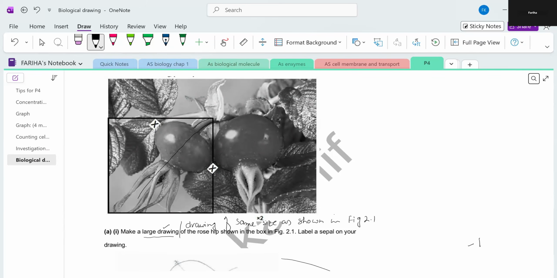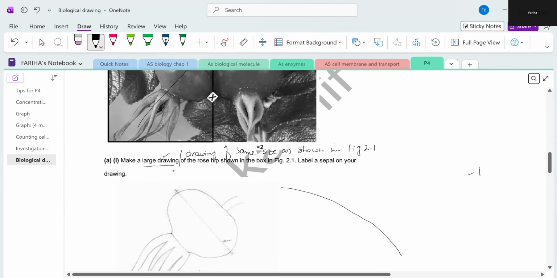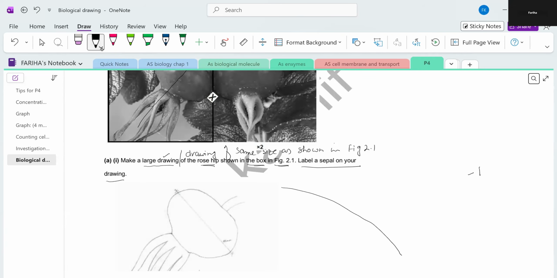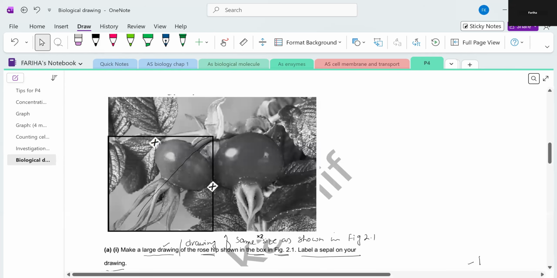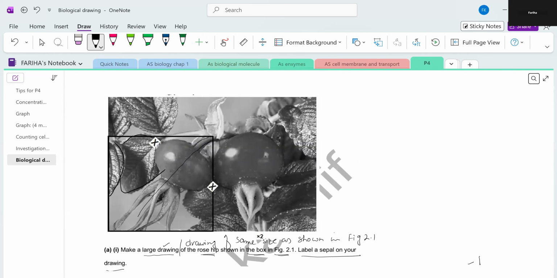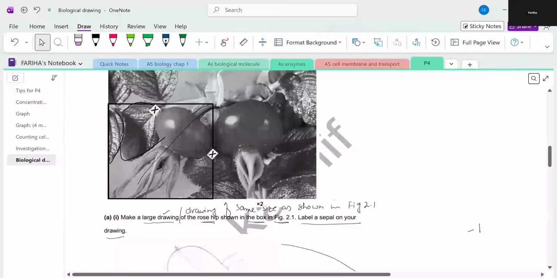What are these leafy structures? Now, the examiner asks you to make a large drawing of the rose hip shown in the box in figure 2.1, and label a sepal on your drawing. So how are you going to draw it? Do we need to draw these leaves as well? Yes, because the examiner asked us to draw the rose hip shown in the box in figure 2.1.